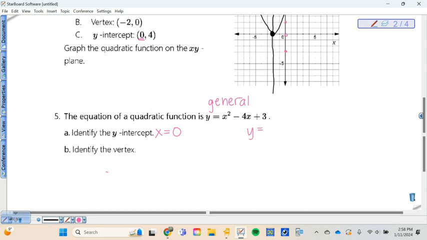So y is equal to 0 squared minus 4 times 0 plus 3. Any of the terms that had x in it are going to just turn to 0, right? They just kind of cancel out. So then what's left over? Just that 3. So then my y-intercept would be at (0, 3).